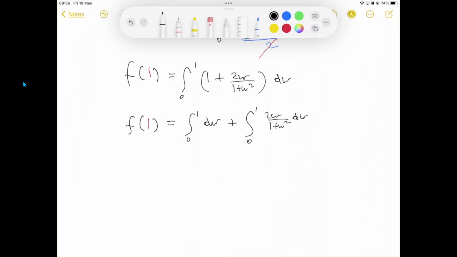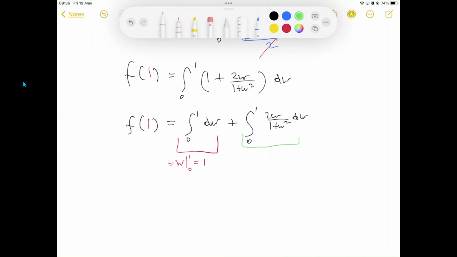Now, usually the standard practice is to put this 2 on the outside. I'm not going to do that. You really don't need to. It's clear that this bit here, this integral, is equal to w evaluated at 0 and 1, which is equal to 1 minus 0, which is 1. So we won't worry about that for now.